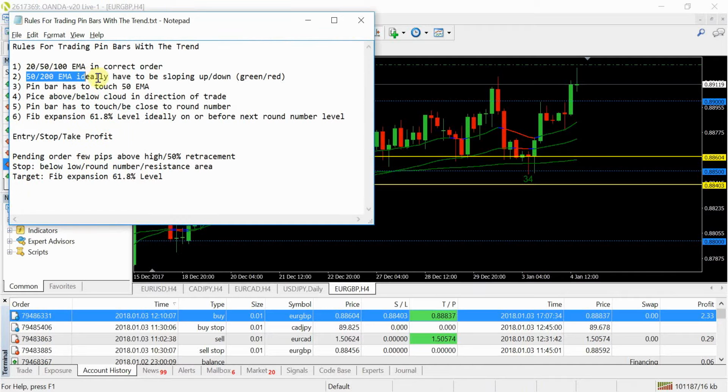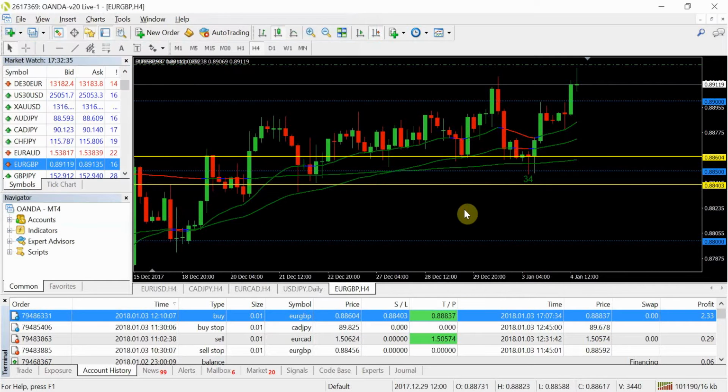The 50, 200 EMA ideally should be sloping up or down in terms of where it is. So the 200 is sloping up, which is green. The 50, however, is sloping down, and when the pin bar formed, it was in red, so sloping down. I wasn't too fussed with this one, if I was really honest with you, because that probably just shows I'm getting in at a better price, because price has retraced further than probably expected.